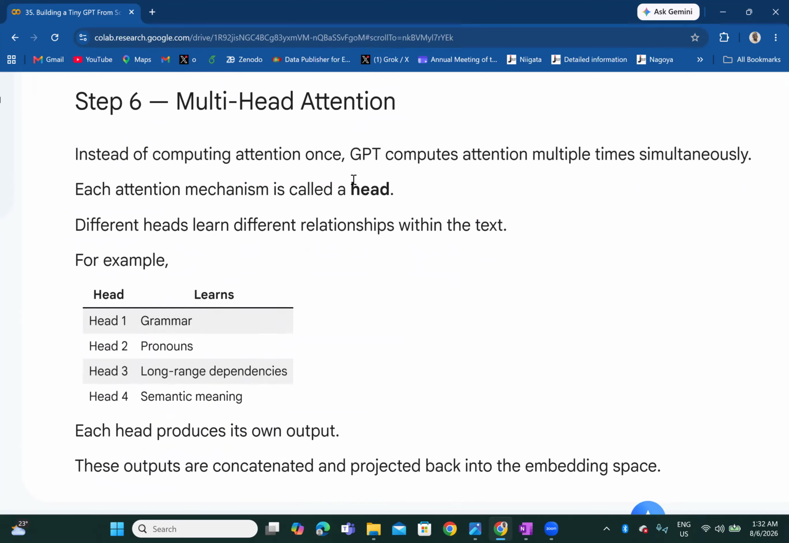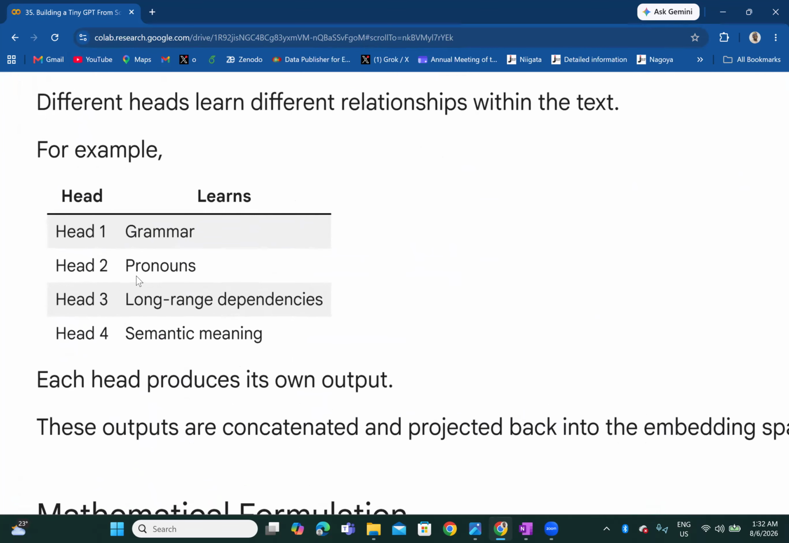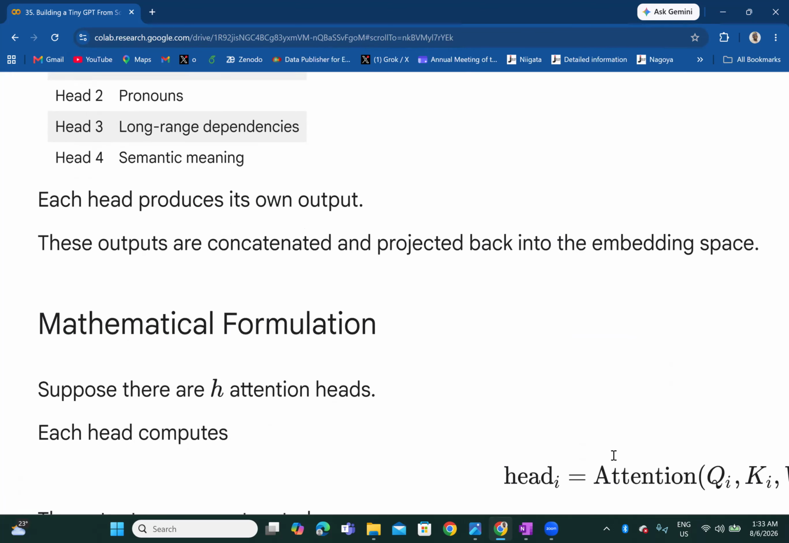Instead of computing attention once, GPT computes attention multiple times simultaneously. Each attention mechanism is called a head. Different heads learn different relationships within the text. For example, head 1 can learn grammar, head 2 can learn pronouns, head 3 can learn long-range dependencies. That is how the first word connects with the 1000th word or whatever you're considering. Then head 4 learns semantic meaning. Each head produces its own output. These outputs are concatenated and projected back into the embedding space.